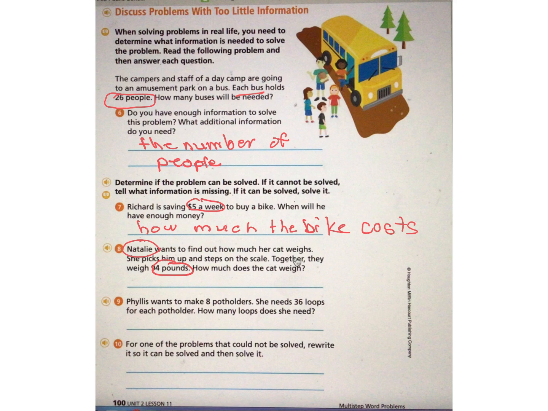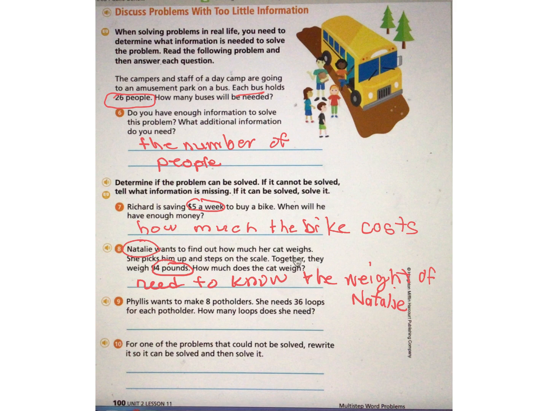So we can't solve this one because we need to know the weight of Natalie. All right, so we cannot solve that one either. It does not have enough information.